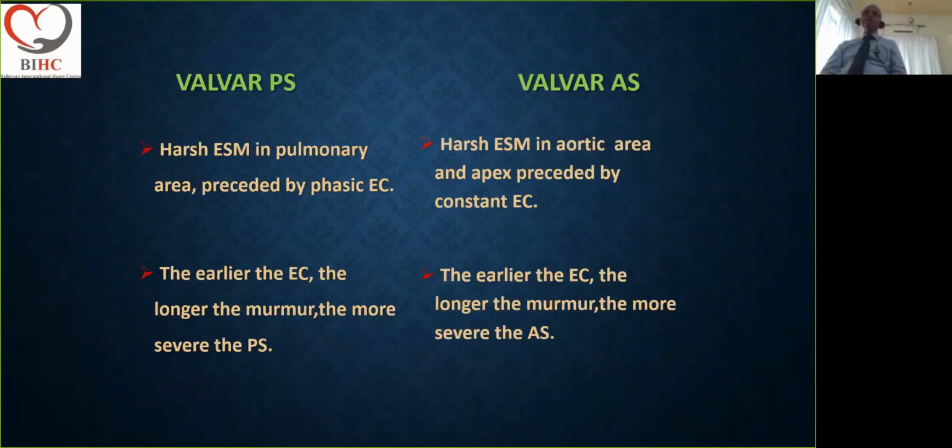If you think of valvar PS, it's a harsh ejection systolic murmur in the pulmonary area. It is preceded by the phasic ejection click, and the earlier the click, the longer the murmur, the more severe the PS. And in valvar AS, there's a harsh ejection systolic murmur in aortic area and apex, preceded by a constant click. The earlier the click, the longer the murmur, the more severe the aortic stenosis.